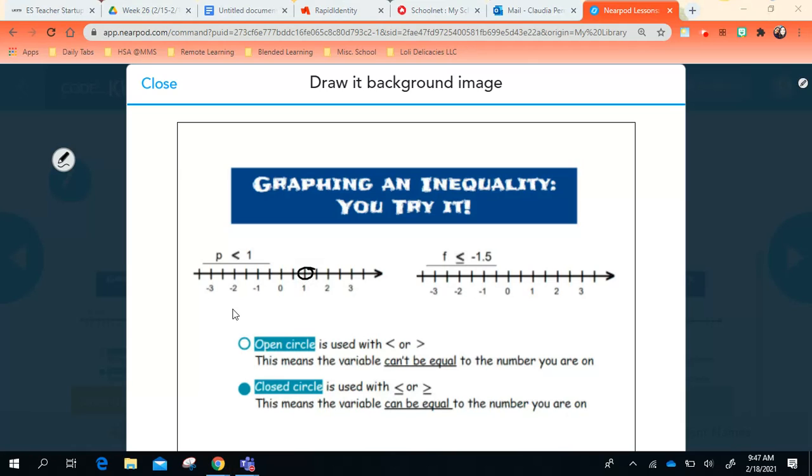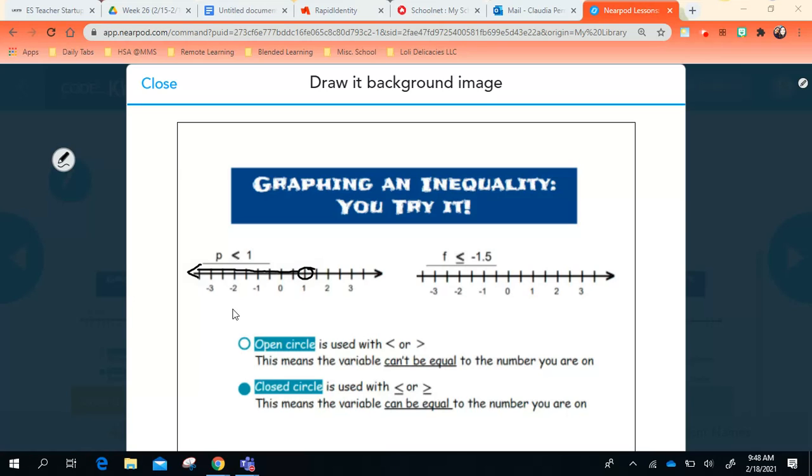So it says P is less than 1. So what numbers are less than 1? Is 0 less than 1 or is 2 less than 1? 0 is less than 1. So I'm going to go ahead and graph in the direction of the 0. So I like to pick a number on both sides and kind of tell myself, is it less than or equal to, instead of just the left and the right.